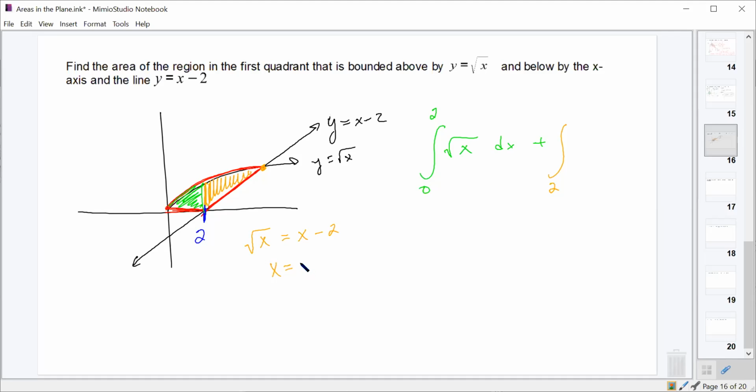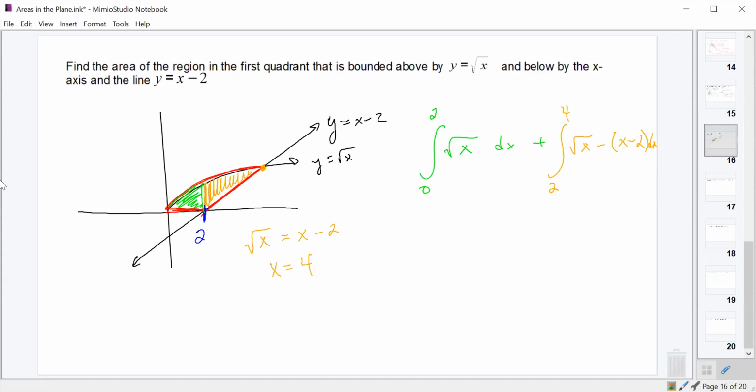Should be at x equals 4. So we're going to integrate from 2 to 4, and this time it should be the upper function square root of x minus the lower function x minus 2 dx. Everybody good with that setup for this? Yeah, it looks good. All right, great.